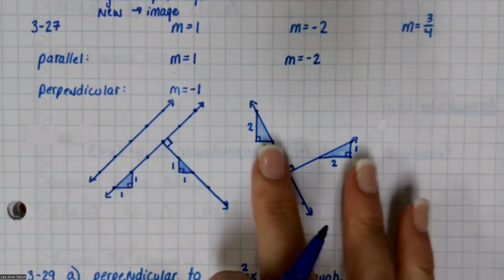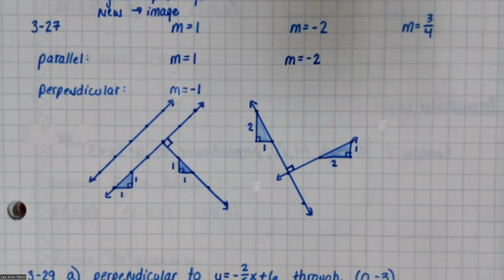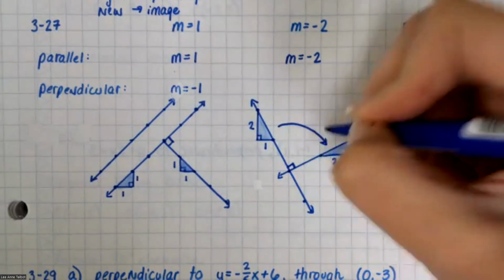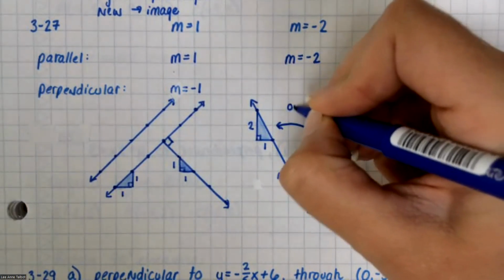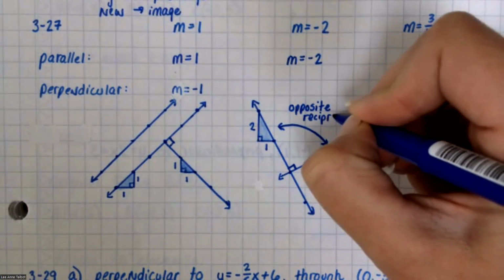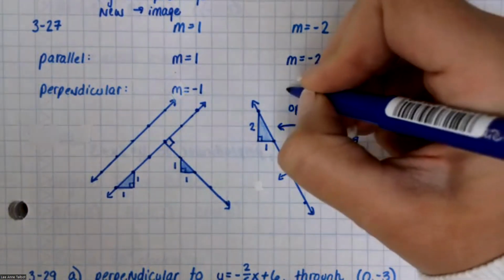Okay, what do you notice about the heights and bases of the slope triangle? They switch. Okay, what do we call it when fractions switch? What's the proper vocab word for when fractions switch? Reciprocal. Beautiful job. Okay, so this to this is called an opposite reciprocal.